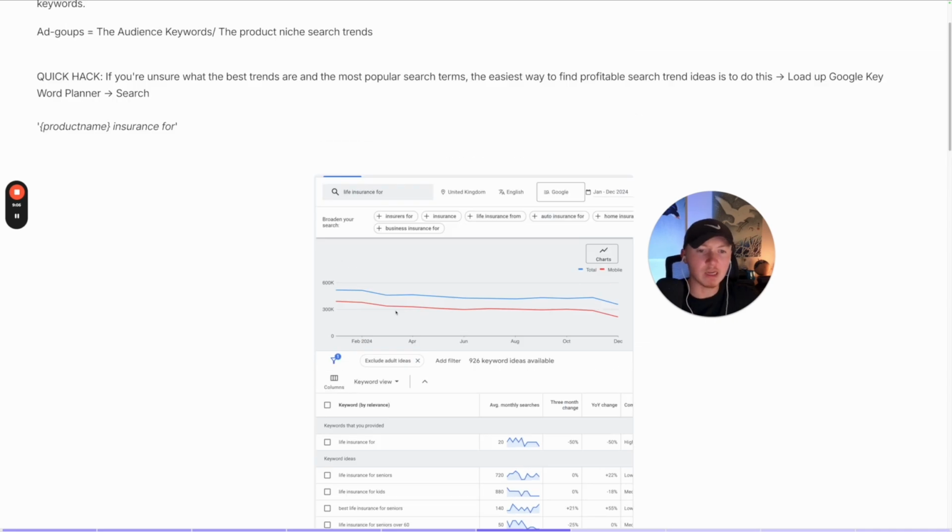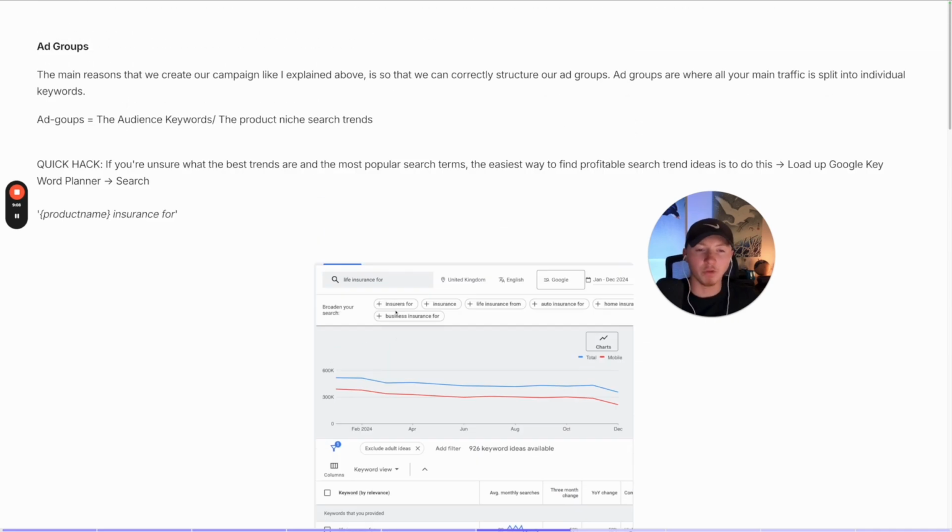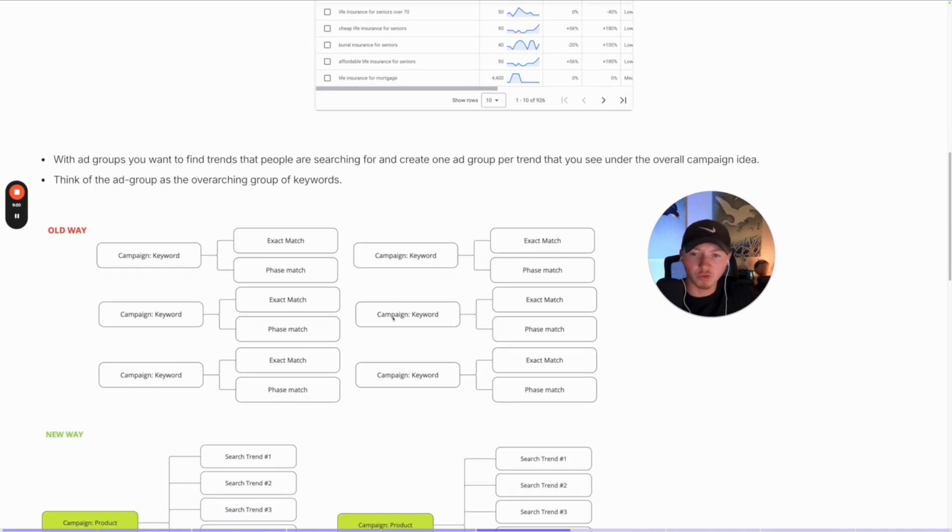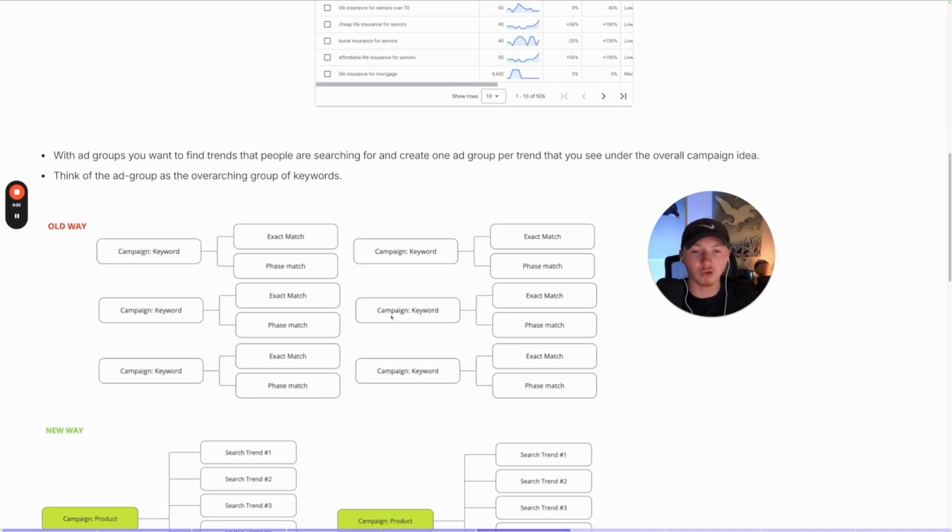So that's just a really easy way to start off if you're unsure about what your customers are genuinely searching for. It's an easy way to find some really interesting trends. Once you've done this with ad groups, you just want to find the trends that people are searching for and create one ad group per trend that you can see under the overall campaign idea. So think of the ad group as an overarching group of keywords. So you don't have one keyword per ad group, but you have a group of keywords that has an overarching idea within that ad group.